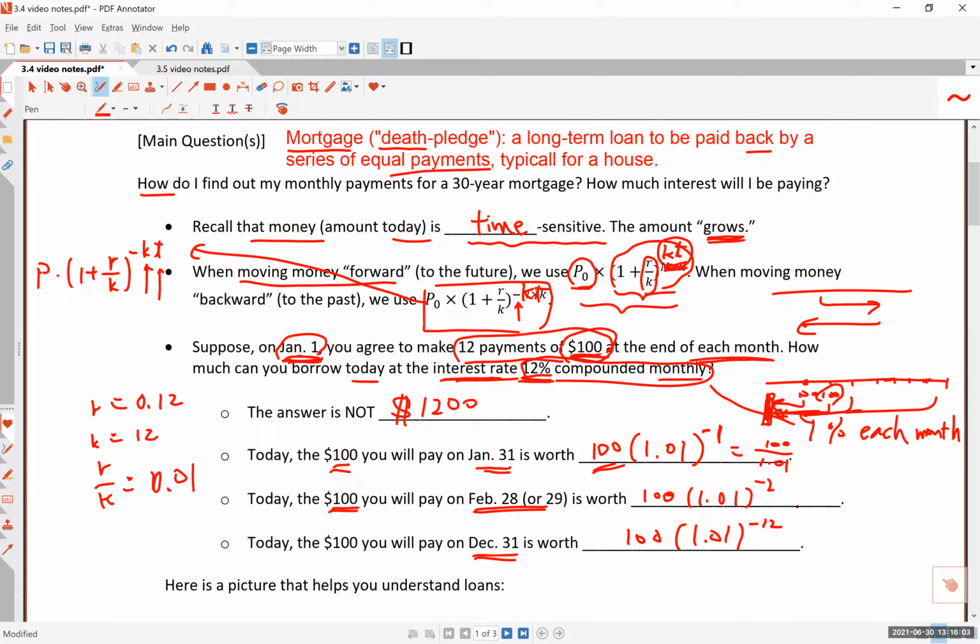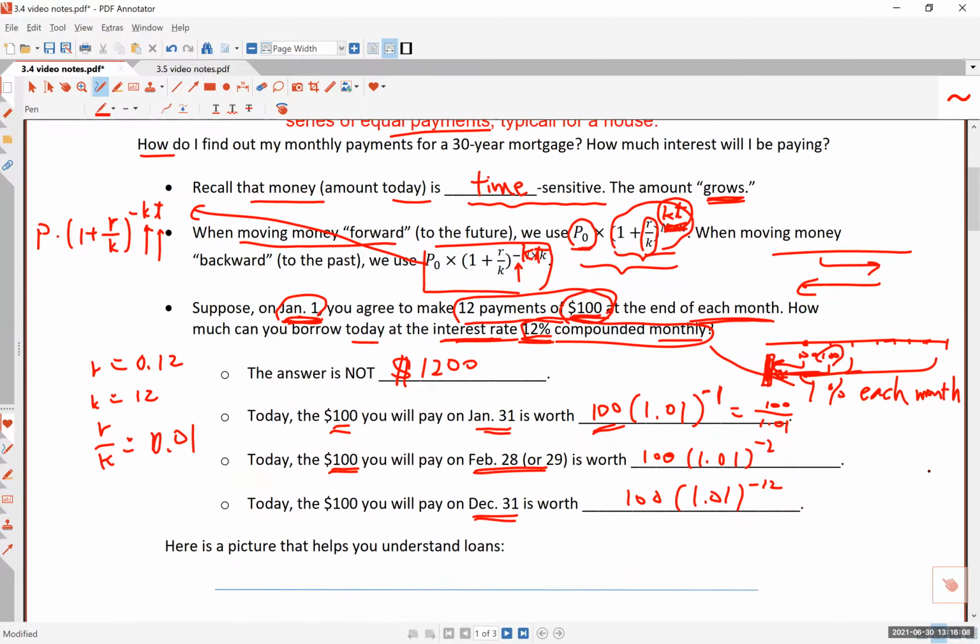And so this is how much it's going to be worth. Then you have to add them all up. That's what you have to do to find out how much you can borrow today. I hope you get the idea here. So the $100 you pay a month from now, and you may want to verify this on your own calculator, is today worth $99.01. This is called the present value of the $100 payment you are going to make a month from today.